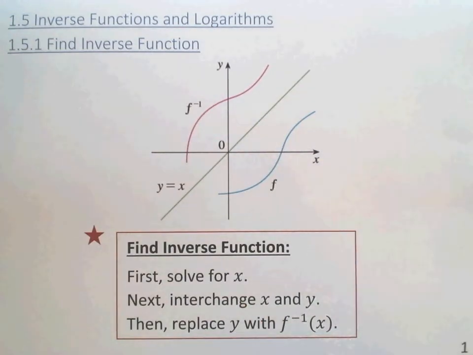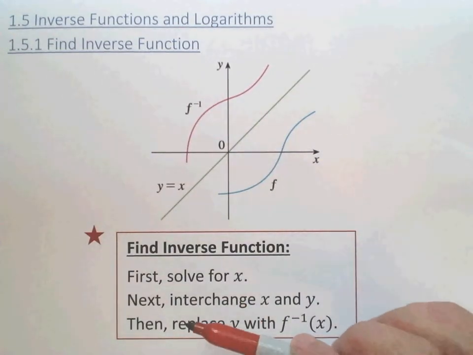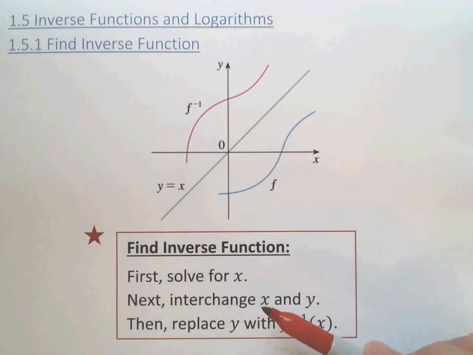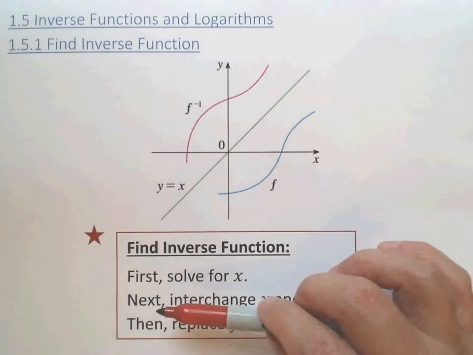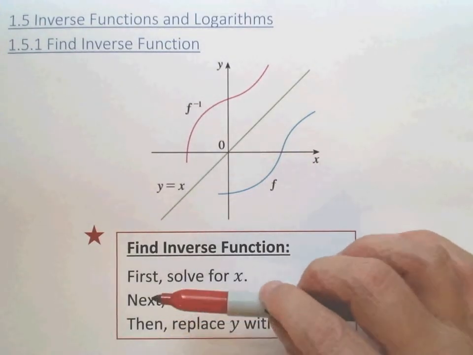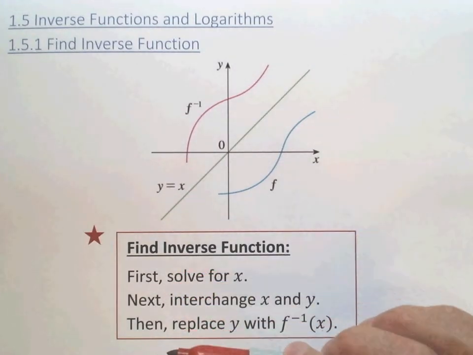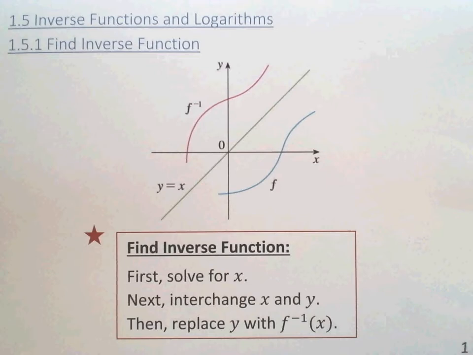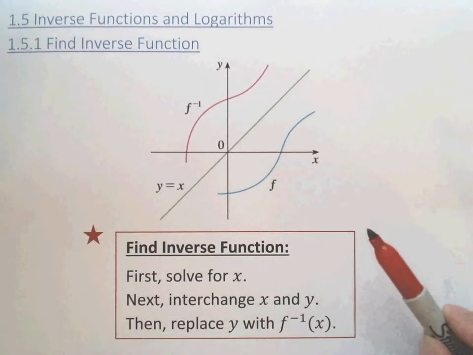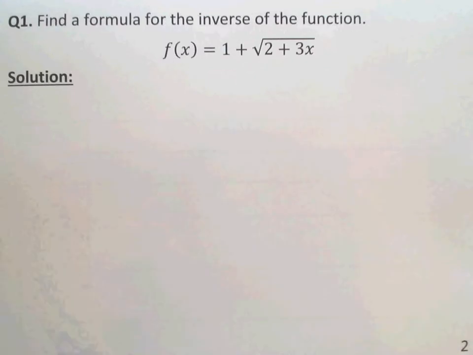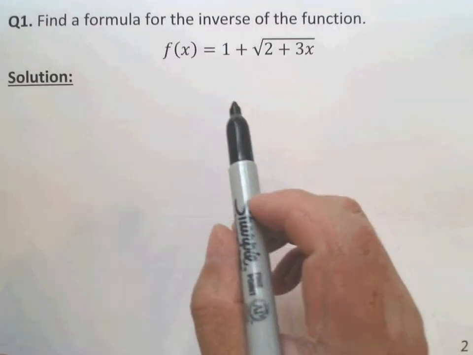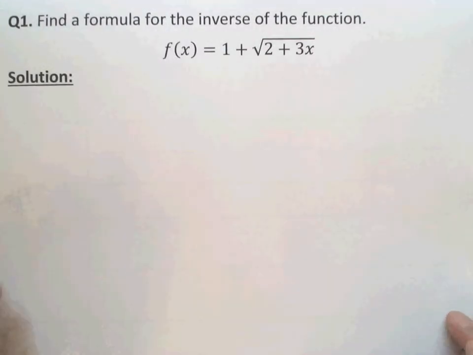Probably some of you, when you learned it, were taught to interchange x and y first. Then you go to the second step first, and then solve for y, and the third step is to replace y with this notation. It's the same, no difference. But here we follow the way where we solve for x directly.